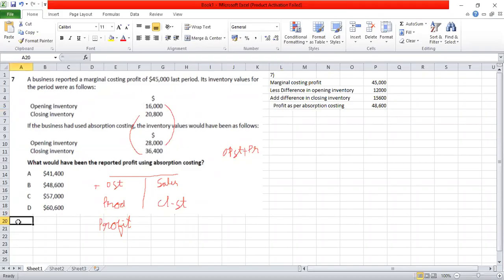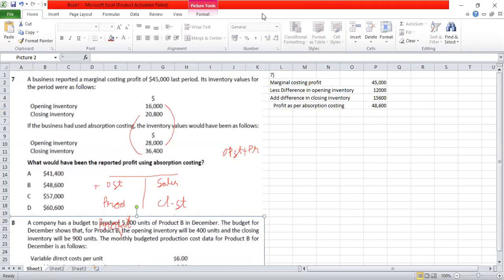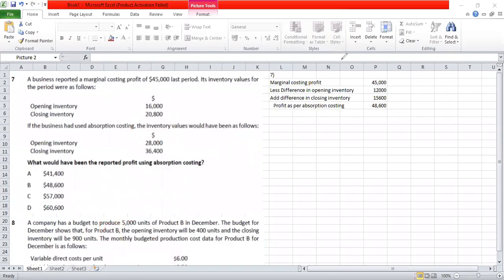Then the next one is question number 8. Okay, students have joined. I didn't really look into that. Good. Question number 8.